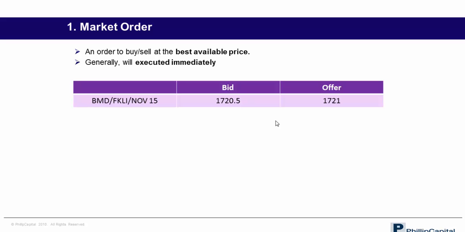For example, if the FKLI November 15 quote is as such, being the best bidder at 1,720.5 points and the best offer at 1,721 points. If we were to buy from the market, we will be taking it from the best offer at 1,721 points. If we were to sell, we will sell at market to the best bidder at 1,720.5 points.